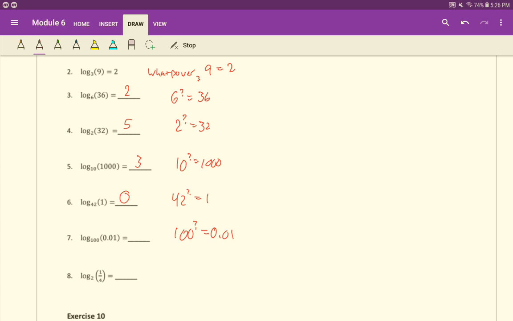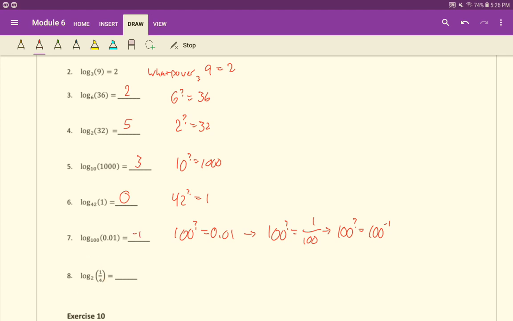Well, here it might be helpful to rewrite this 0.01 as the fraction 1/100, or even more helpful, as 100 to the negative 1. Because when you have 1 over 100, that's the same thing as 100 to the negative 1. And so the answer here is negative 1.